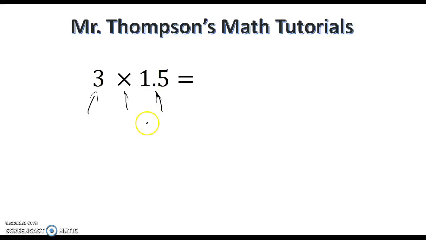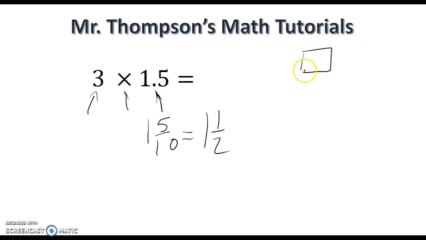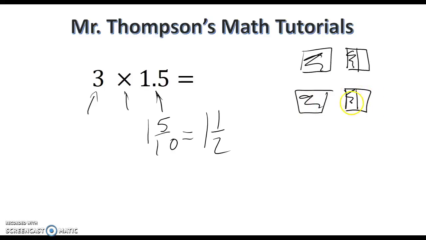Now 1.5 is 1 and 5/10, which is the same as 1 and 1/2. So that tells me that when I draw this out, I'm looking at three groups of 1.5. So here's my first group, here's my second group, and here's my third group.